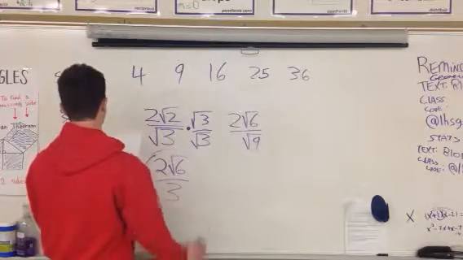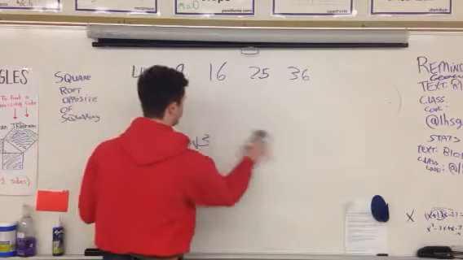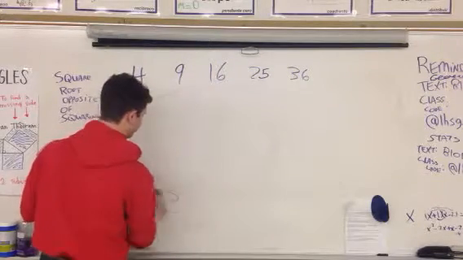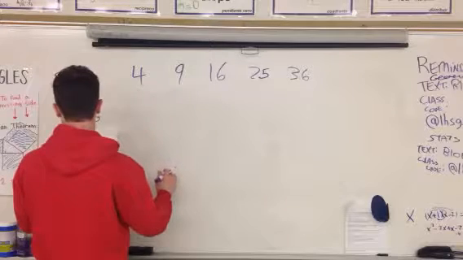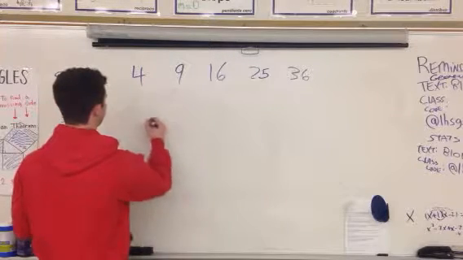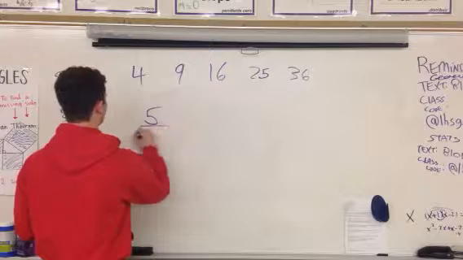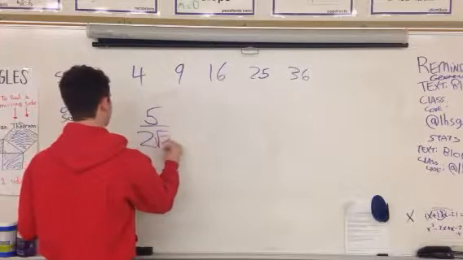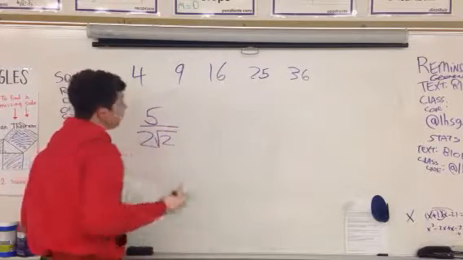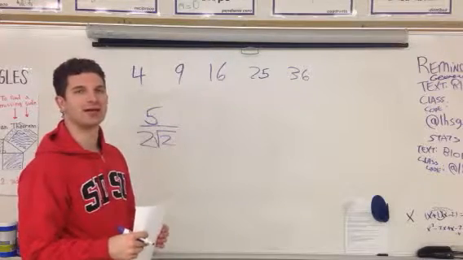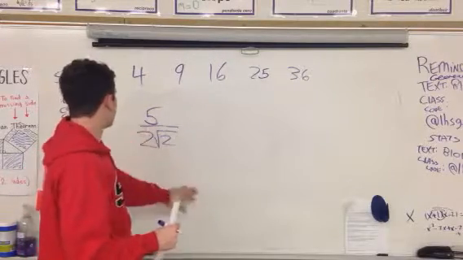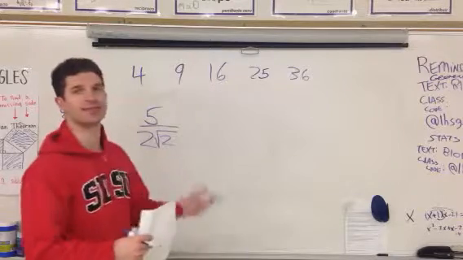Let's try another one. Say we have 5 over 2 square root of 2. So this is called rationalizing the denominator. We're simply getting rid of the square root that was on the denominator.